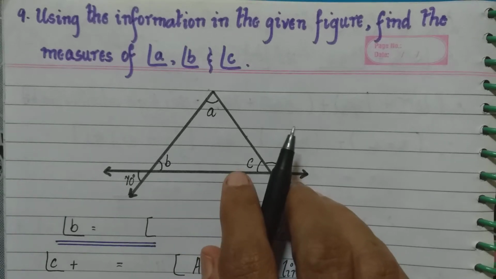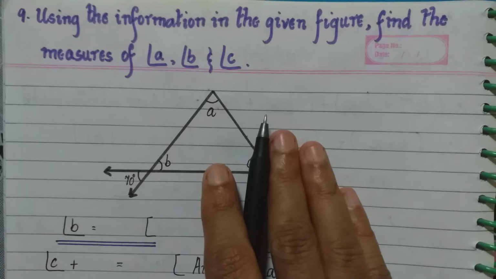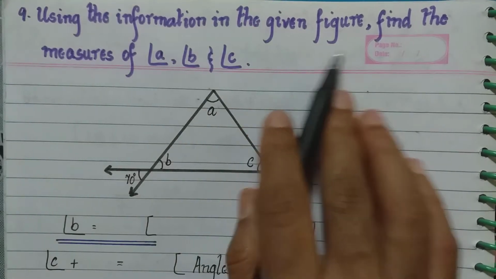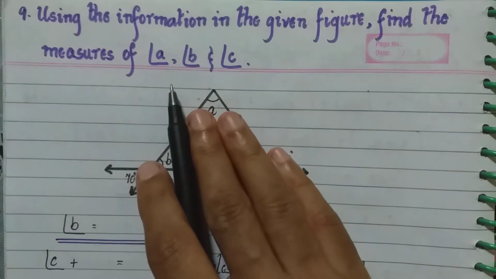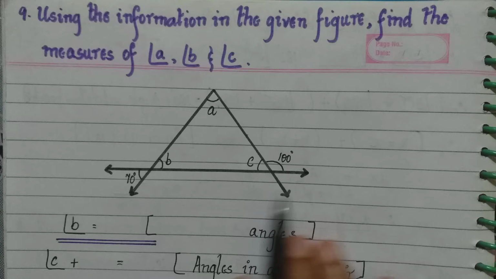We go to the 9th question now of this exercise. This will be the last sum we'll be doing in this exercise. The 10th question will be omitted. Let us see here. Using the information in the given figure, find the measures of angle A, angle B and angle C. Look at the figure here.